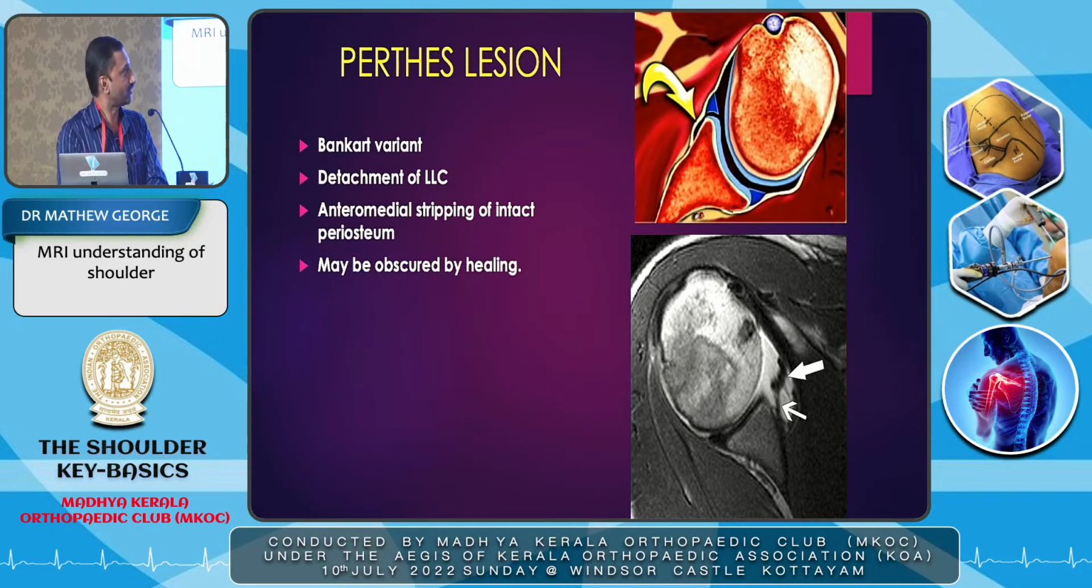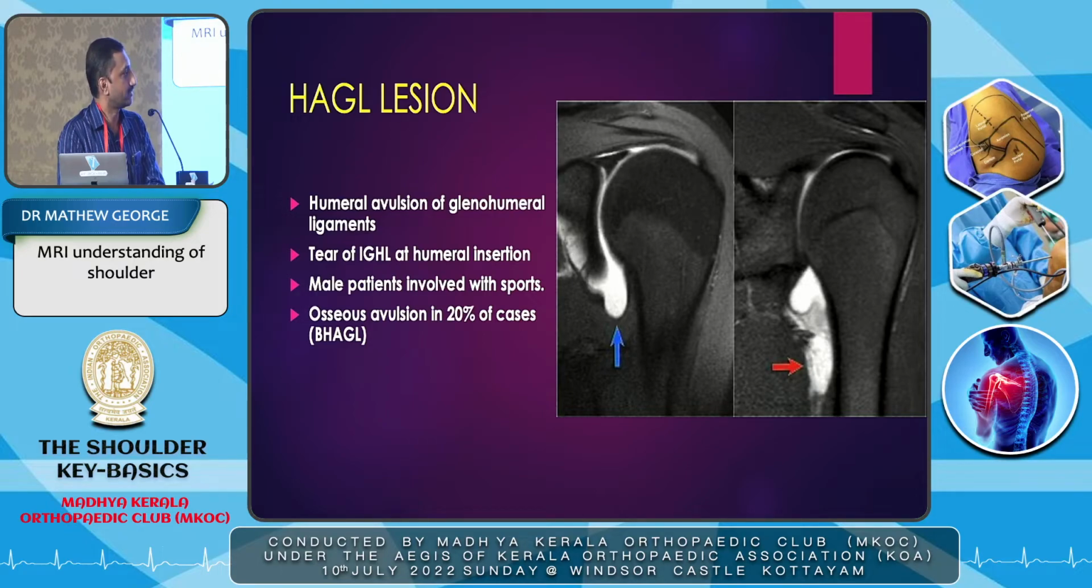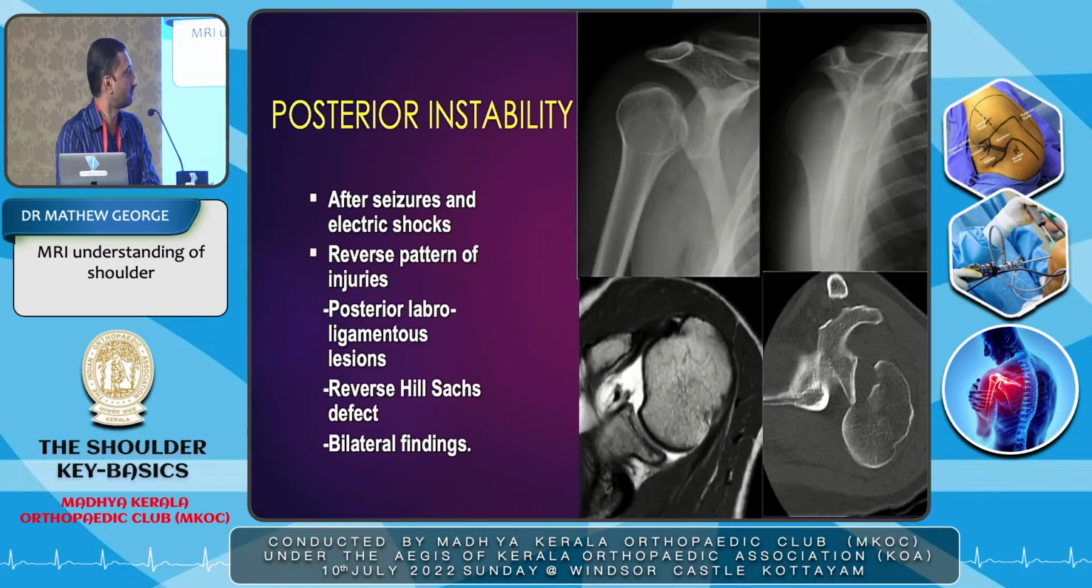Since I'm short of time, I won't go into all of this, but there's the Perthes lesion, where the periosteum is intact. There's a labral tear with periosteal attachment. In ALPSA, the periosteal sleeve is avulsed, and the labrum is rotated medially and inferiorly. So that's an ALPSA lesion. HAGL: that's the normal inferior glenohumeral ligament, and you normally have fluid here, but when it is torn, you can see the fluid escaping down extracapsular, because of the tear of the inferior glenohumeral ligament. That's a HAGL. And when there's bony involvement, you call it a BHAGL.